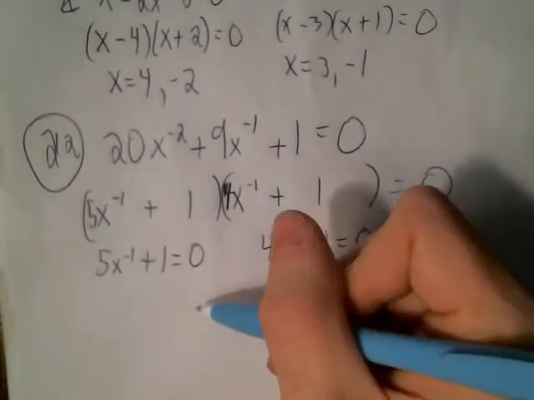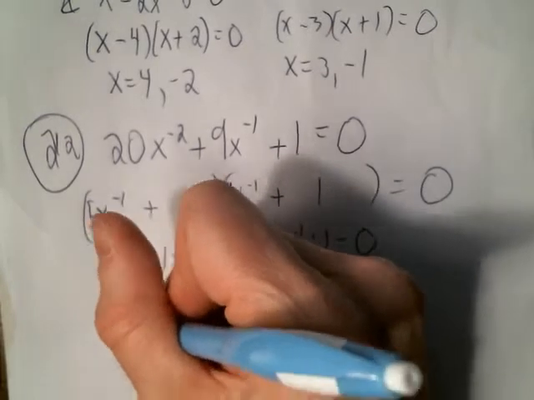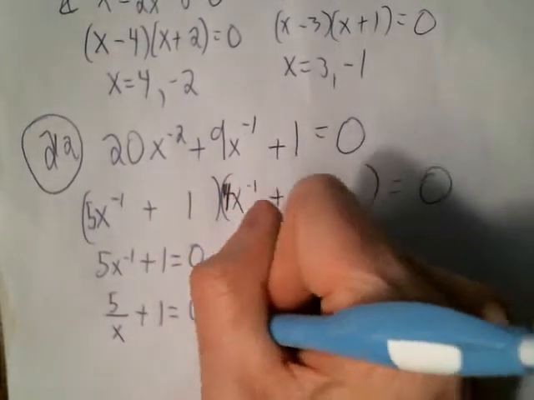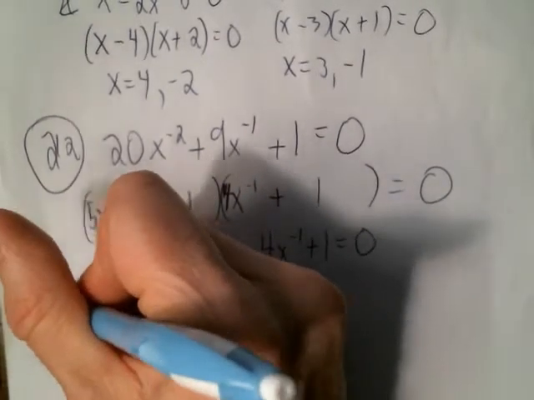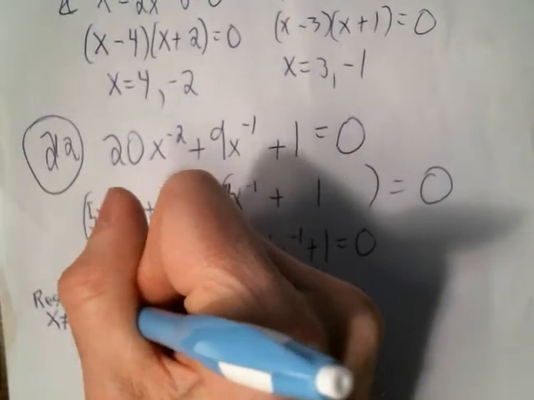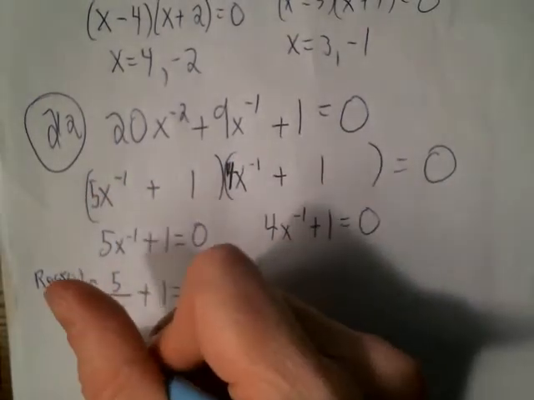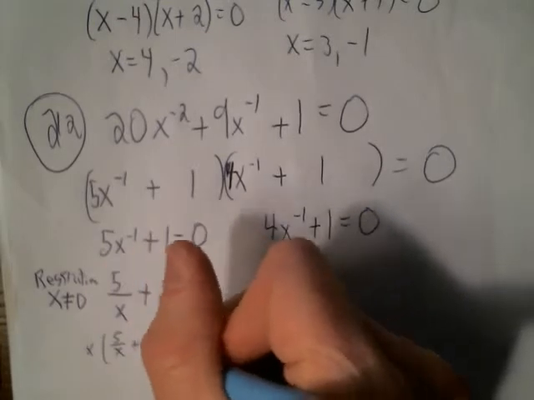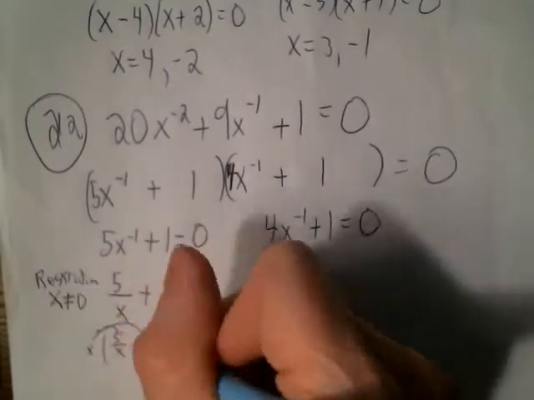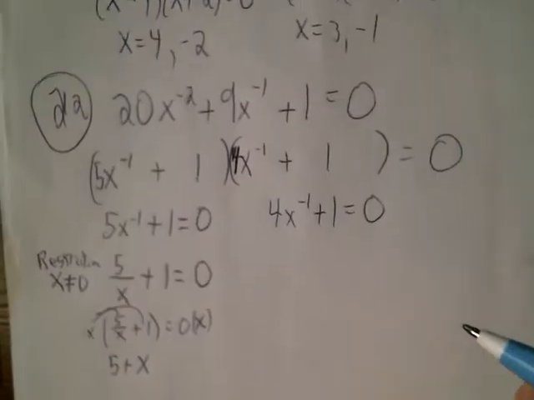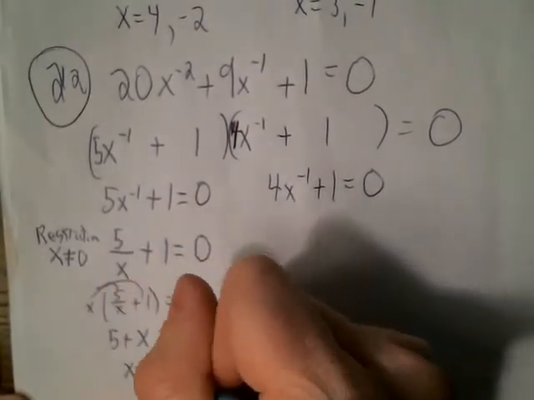So these guys are rational equations. x to the negative 1 is the same as 1 over x. So the first guy is just 5 over x plus 1 equals 0. We want to be a little careful that x does not equal 0. That's a restriction. And then solve. So I multiply both sides by x. When I distribute, I get 5 plus x. On the other side, I'm just getting 0. So at the end of the day, x is negative 5.